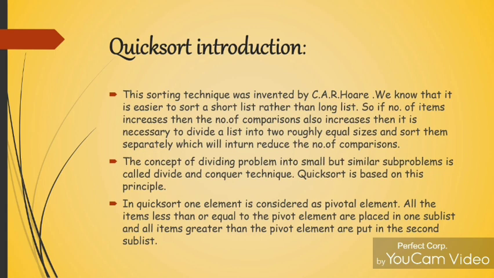So the technique is divide and conquer technique. The concept of dividing the problem into small but similar subproblems is called divide and conquer technique. So Quicksort is based on this principle. Now in Quicksort, one element is considered as the pivot element and all the items which are less than or equal to the pivot element are placed in one sublist and all the items that are greater than the pivot element are put in the second sublist.